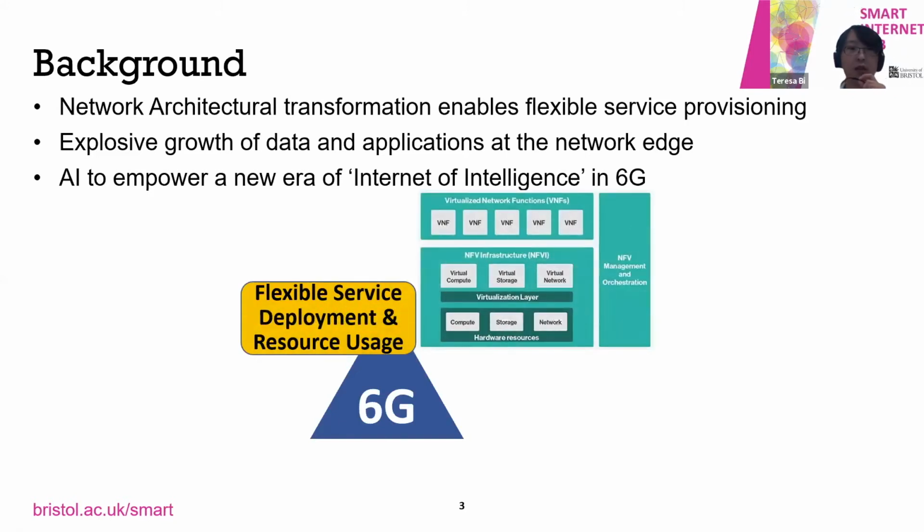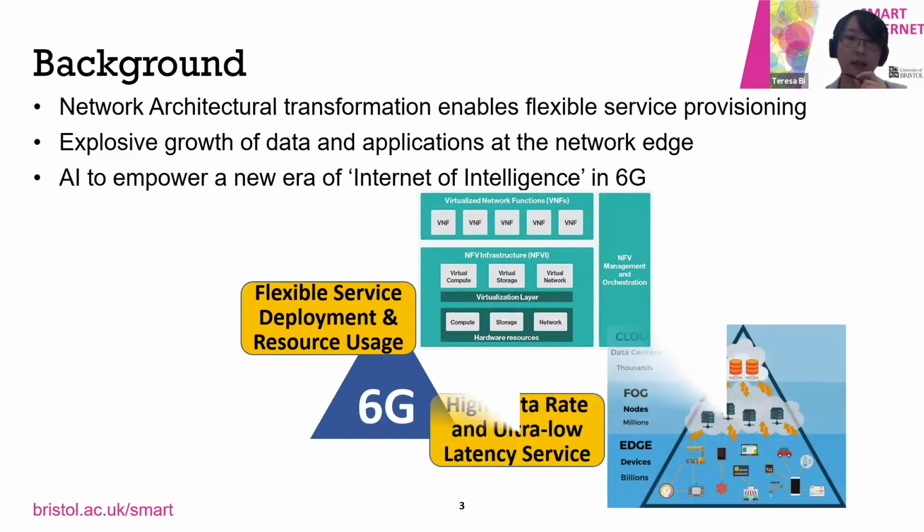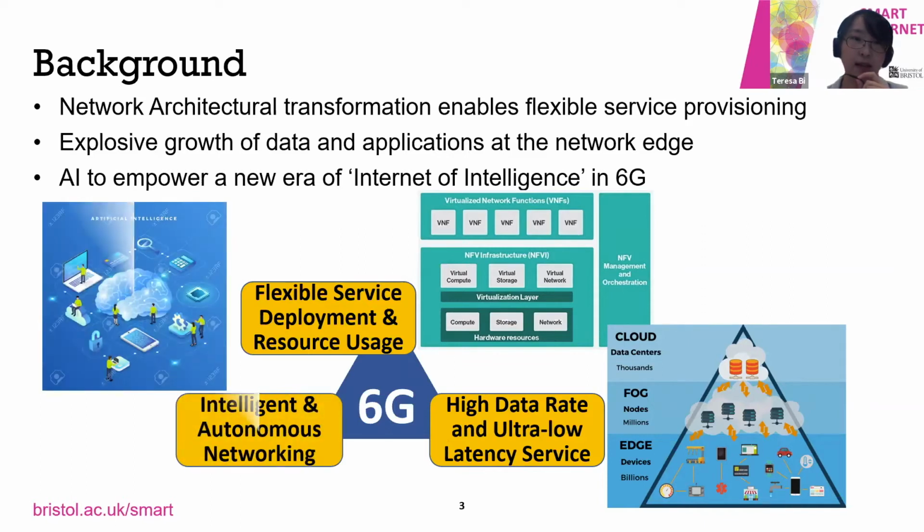So for the future 6G network, there are three pillar technologies. The first one is network function virtualization, which separates the hardware from the software and enables flexibility of service deployment and resource usage. The second one is edge computing, which brings computing resources from the cloud and enables high data rate and ultra-low latency services. The third one is AI and machine learning, which lead us to the new era of Internet of Intelligence.